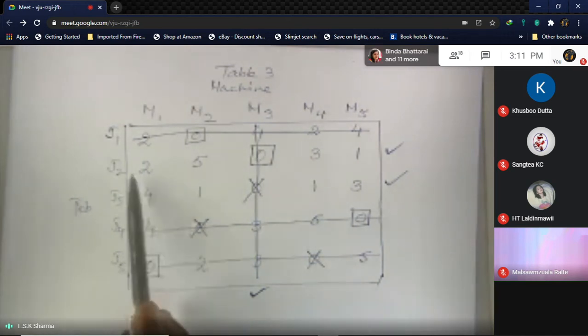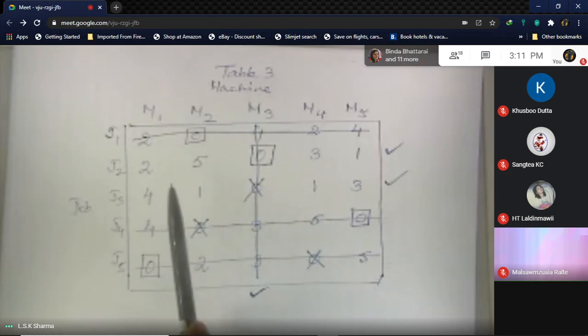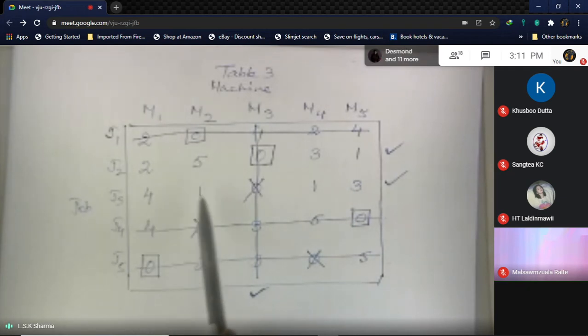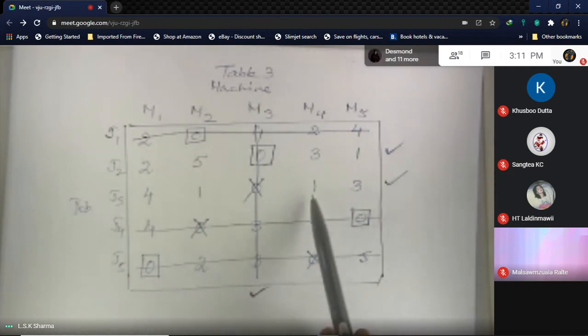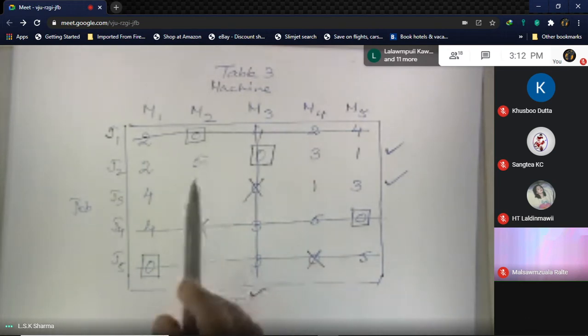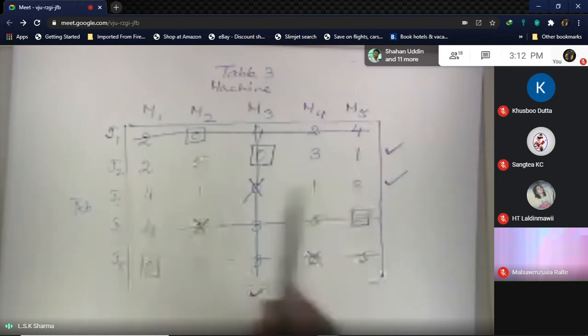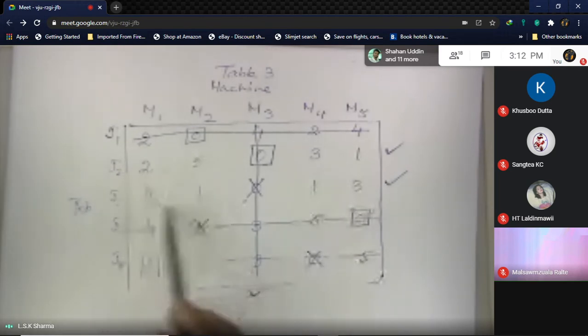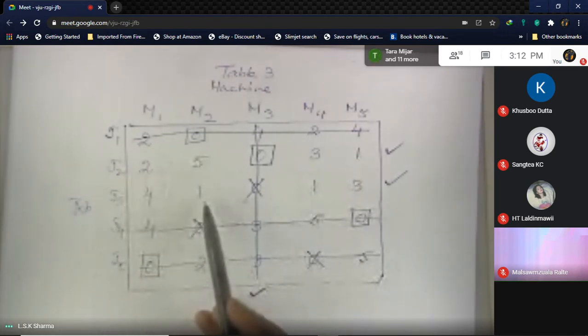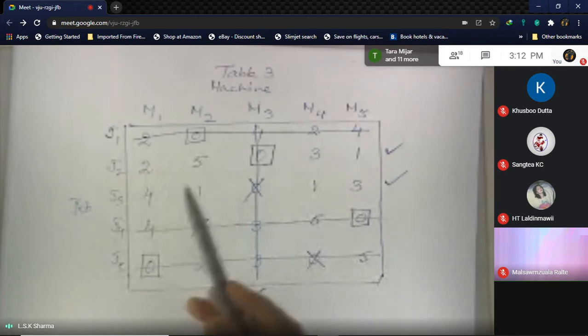In the unoccupied or unmarked cells, you have the elements 2, 5, 4, 1, 3, 1, 1, 3. From these, select the least element, and subtract it from all those elements. That is 2, 5, 4, 1, 3, 1, 1, 3. The least one is 1, the smallest is 1. So subtract that from all of these.